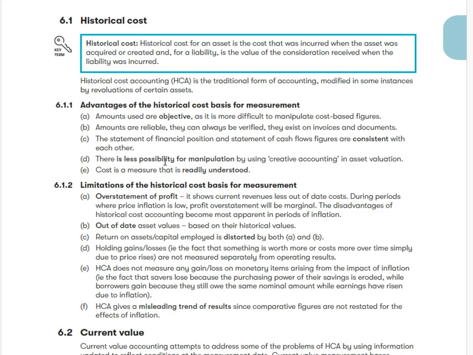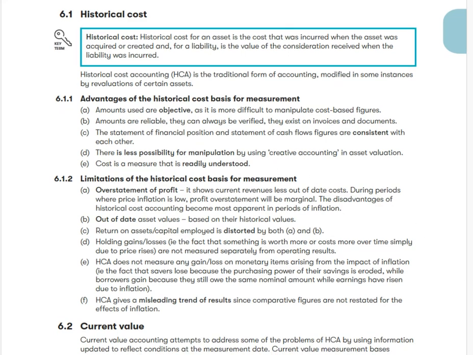There is less possibility for manipulation by using creative accounting in asset valuation. You can't put any amount for the asset valuation and thereby increase the reserve or the profit component. You can't do any creative accounting because the possibilities are very low and manipulation is not possible with historical cost accounting. Cost is a measure that is readily understood and it is simple to understand. There are no complications.